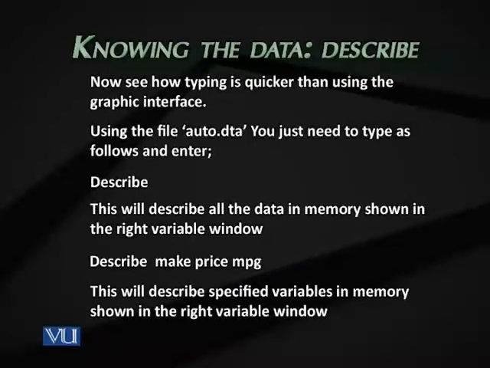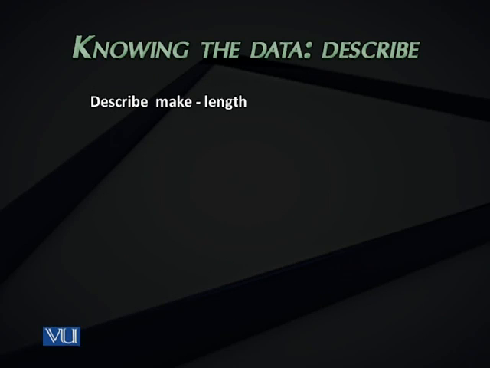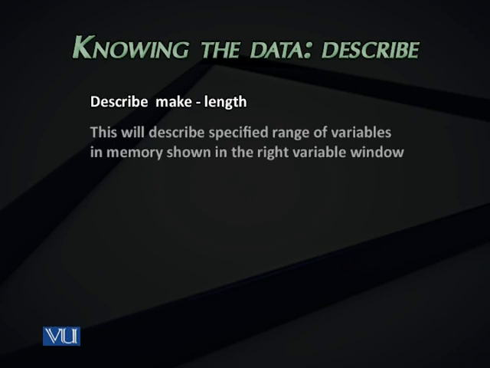So now the command window. As I told you, you will type describe or any part of the word describe, for example D or DES or DESC. It will be treated as describe. On the screen, you are seeing a command describe without variable names. This is the first way that you can use. You have a command describe make, price, and MPG. This will provide you with a description of only these three variables. And the third one, describe make hyphen length. This will provide you a description of the variables from make to length, in the order of the variables given in the variable window.